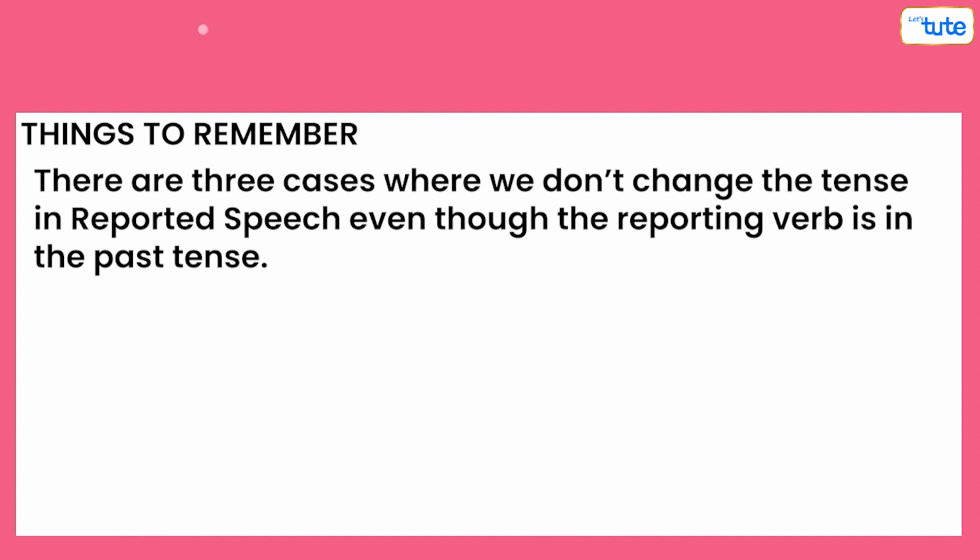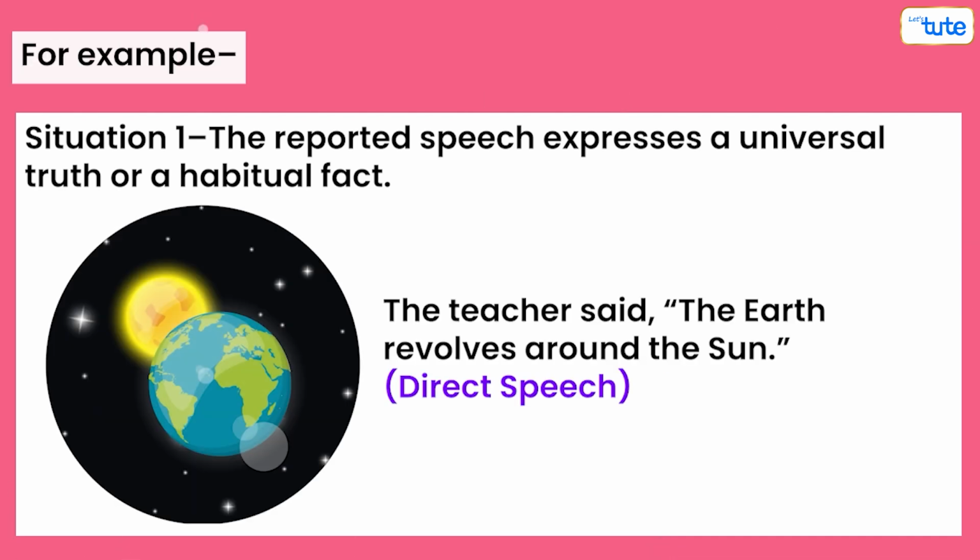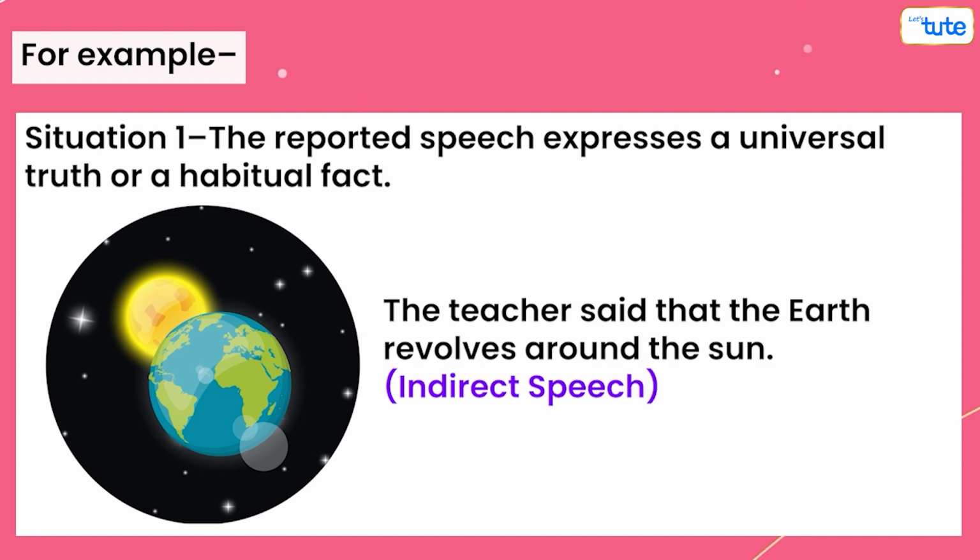Things to remember. There are 3 cases where we don't change the tense in reported speech even though the reporting verb is in past tense. Situation 1. The reported speech expresses a universal truth or a habitual fact. Example, the teacher said, "The earth revolves around the sun." Well, let's see indirect speech. The teacher said that the earth revolves around the sun.